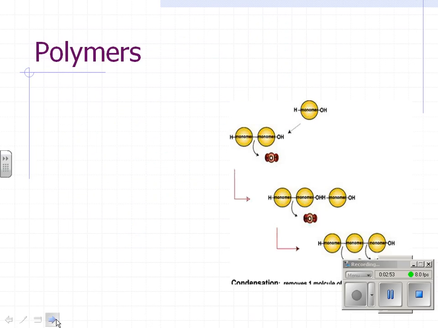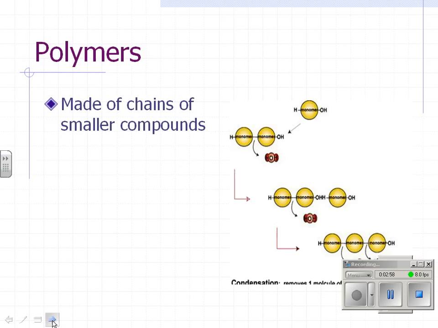Okay, so let's talk about the word polymer a minute. In general, a polymer is a chain of smaller compounds. Those smaller compounds are called monomers. Literally one thing, literally many things.